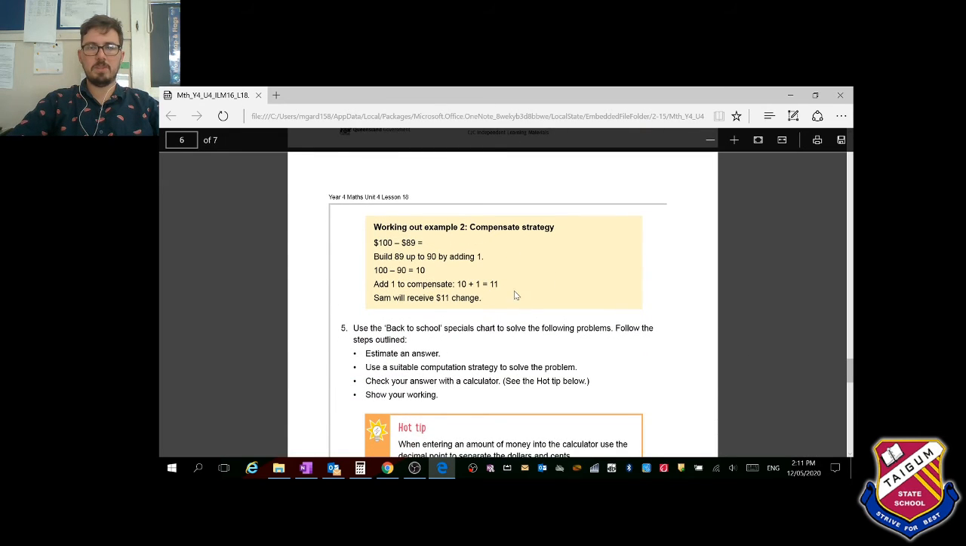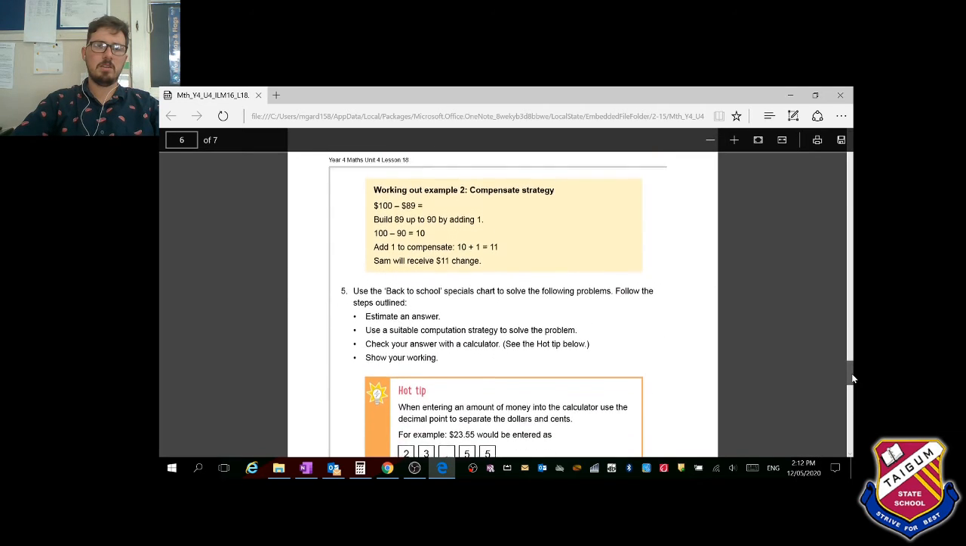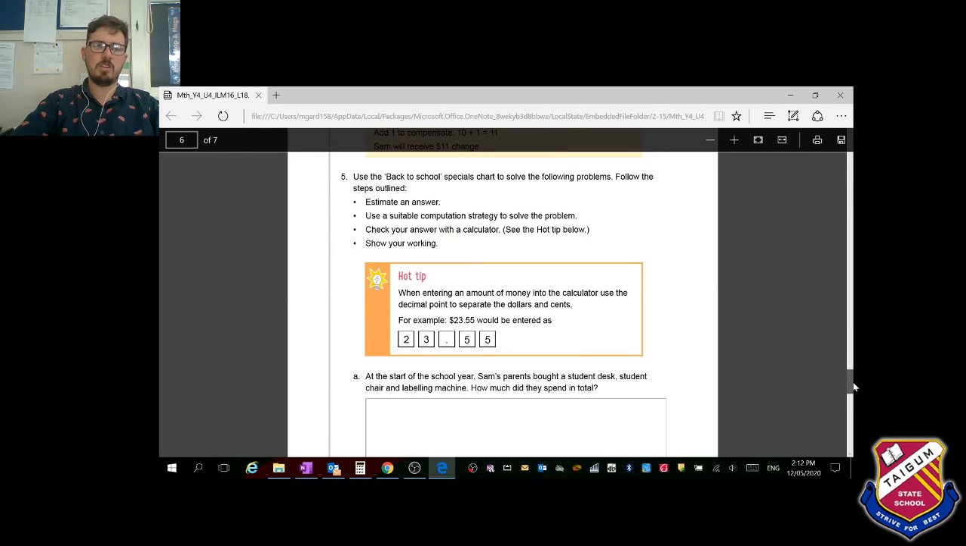Example 2 is the compensate strategy. $100 minus $89. Build 89 up to 90 by adding 1. 100 minus 90 is 10. Add 1 to compensate. Sorry, 10 plus 1 equals 11, so Sam will receive $11 change. You know, I personally prefer the number line when working with money. It's up to you which strategy you like.